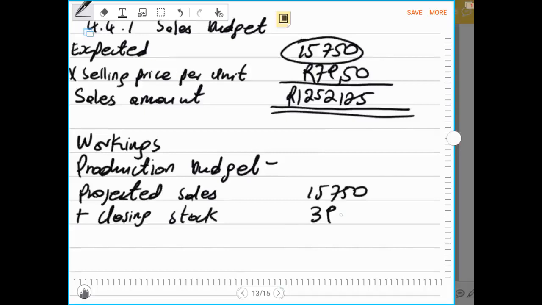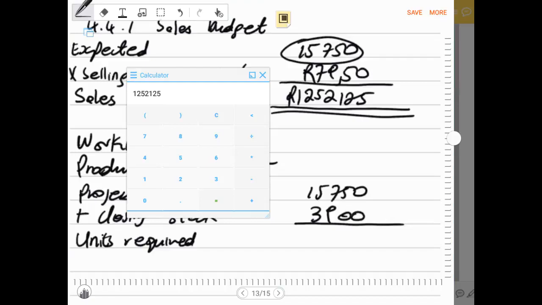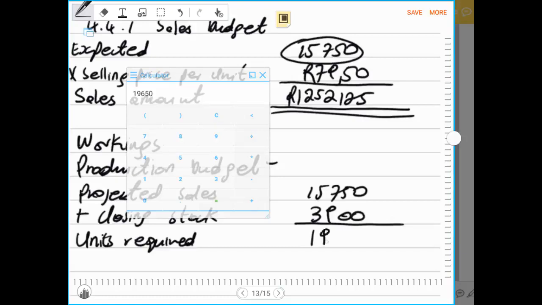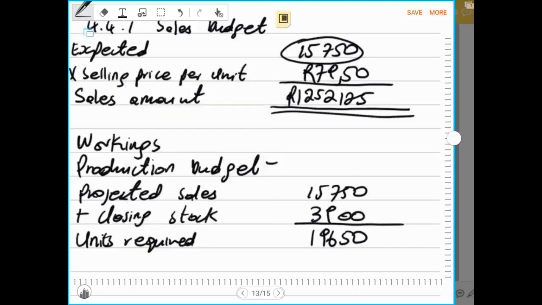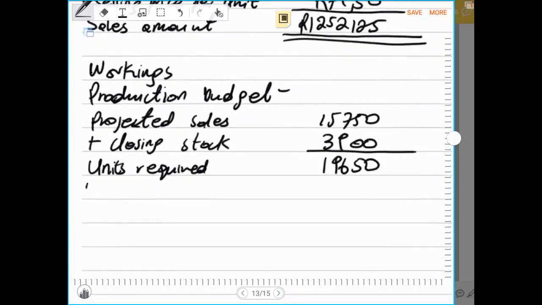Then we say plus 3,900. That will give us units required. Our units required will be 15,750 plus 3,900, and this will be 19,650. Then from here we have to subtract opening stock, less opening stock.